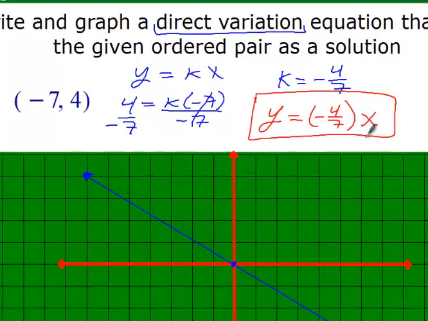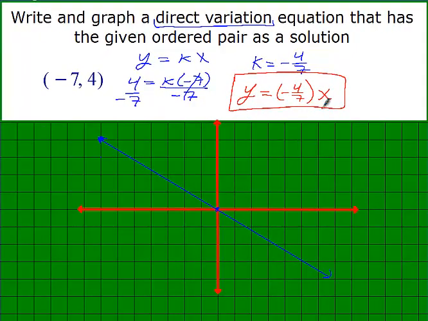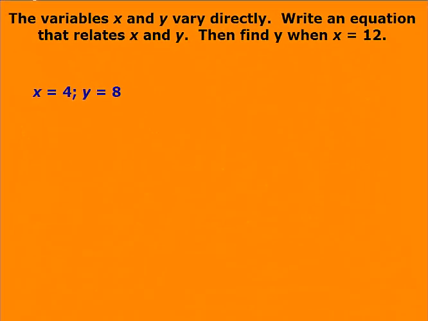Everybody all right with that? Yeah, and all you're doing is plugging it into y equals kx. Plug in your y, plug in your x, solve for k, and then rewrite the equation with the k value written in it. It's really simple if you don't overthink it. The biggest issue that kids have here is you're like, it can't be that easy. It is. So, let's take a look.